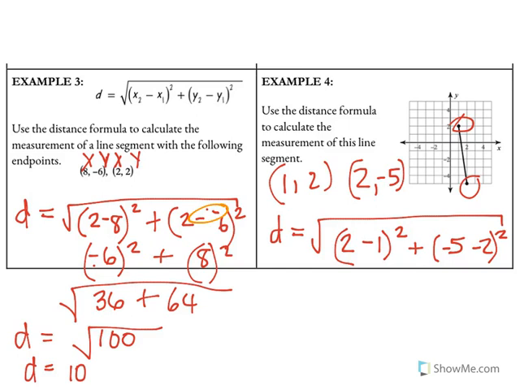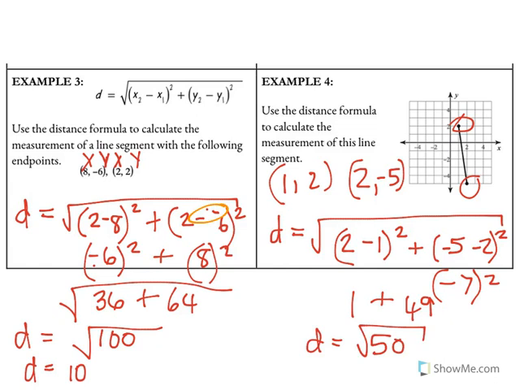So when I continue to solve this, I say 2 minus 1 is 1. 1 squared is 1. And then I've got negative 5 minus 2. Well, that's negative 7. Negative 7 squared is 49. All right, so then my total is 50. And this is not a perfect square.